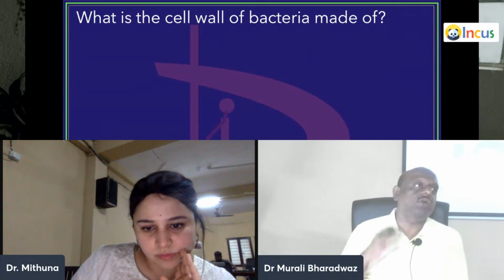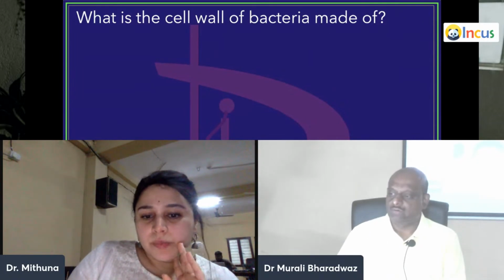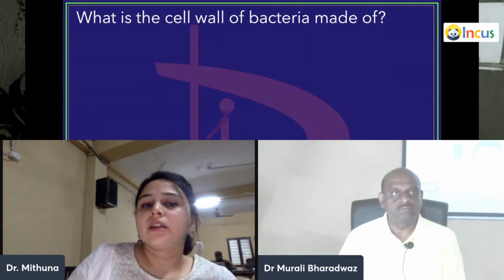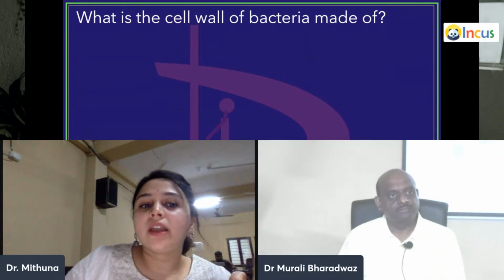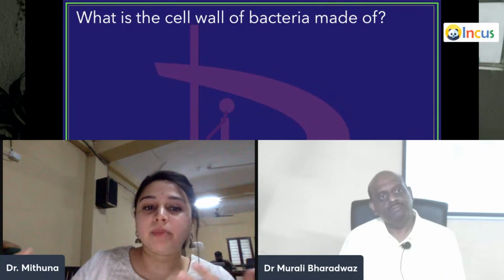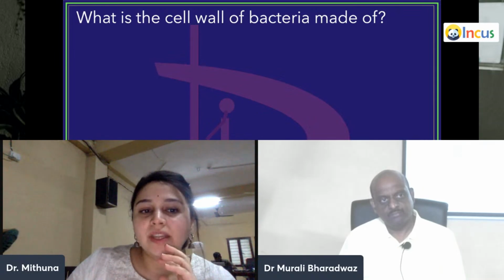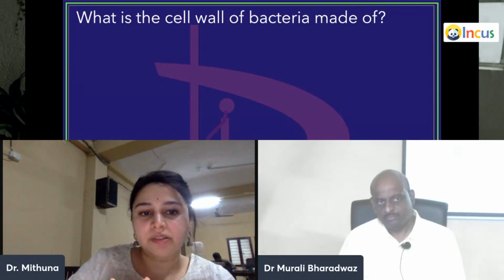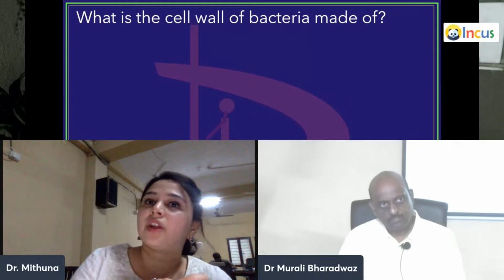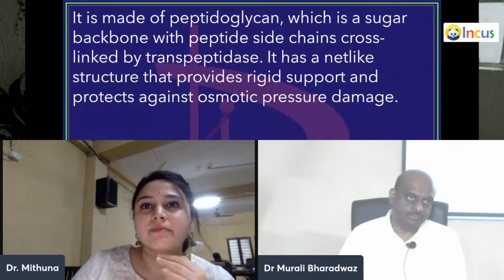What is the cell wall of the bacteria made up of? Just like we just discussed, it's the peptidoglycan layer. It is a sugar backbone with peptide side chains. It's cross-linked, and it has a network-like structure, sir. So it protects the cell from osmotic pressure damage. They're all net-like.